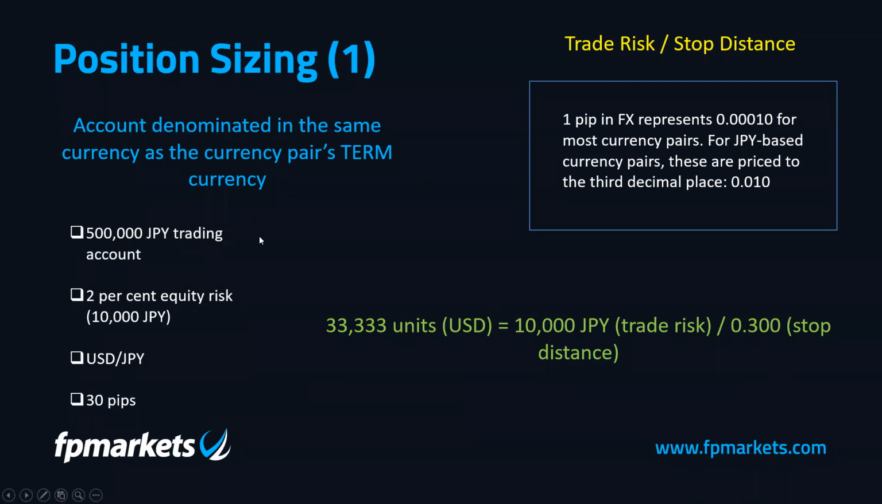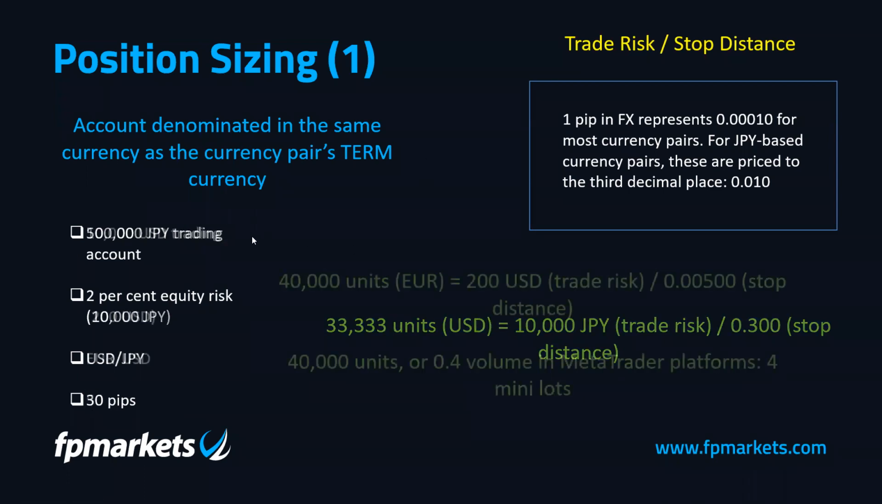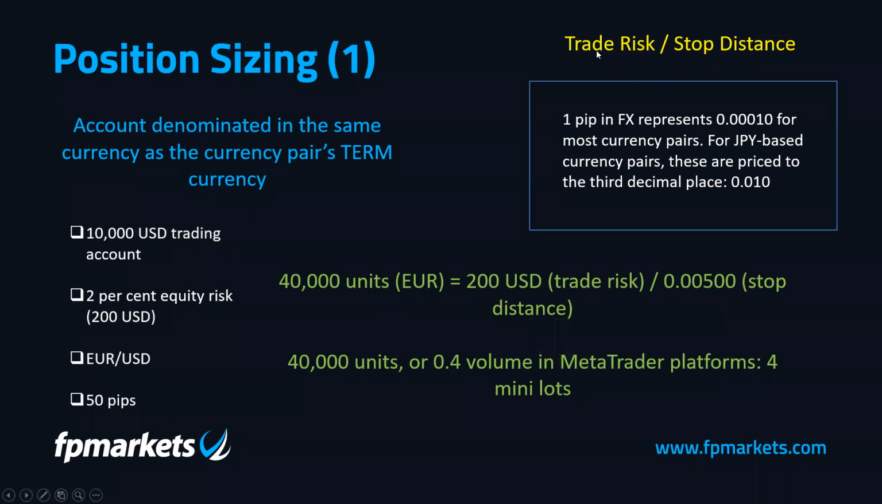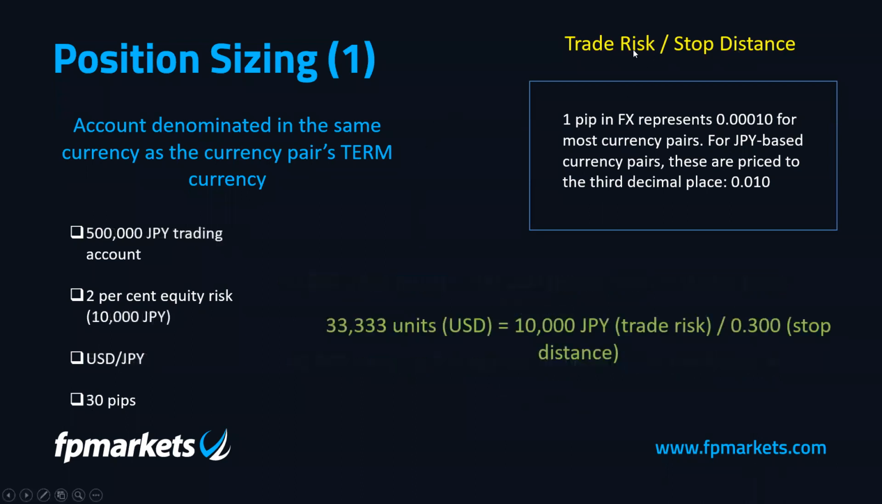So again, just to prove what I'm saying, go back to the first example: trade risk divided by stop distance. Next example, trade risk divided by stop distance. Trade risk, 10,000 Japanese yen. Our equity risk is 10,000 Japanese yen. Divide this by 30 pips. Remember, we're working with Japanese yen-based currency pairs now, guys. 30 pips, three decimal places. And that will give us the units to trade, 33,000.